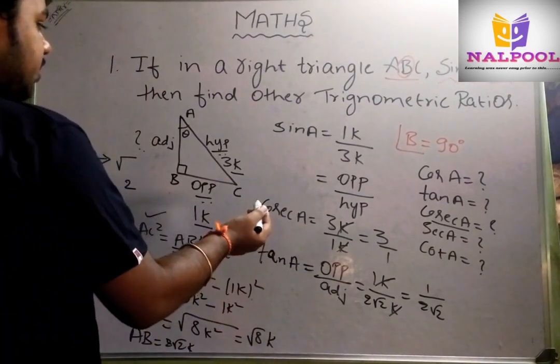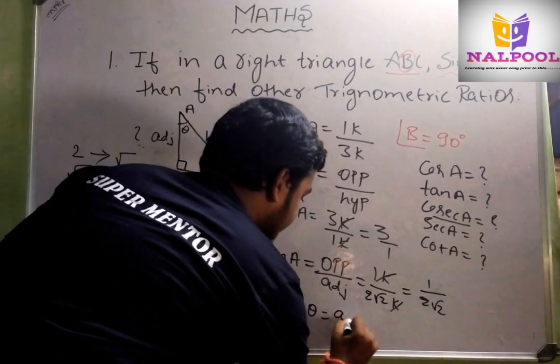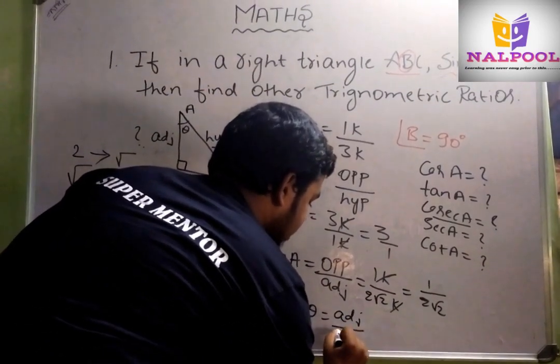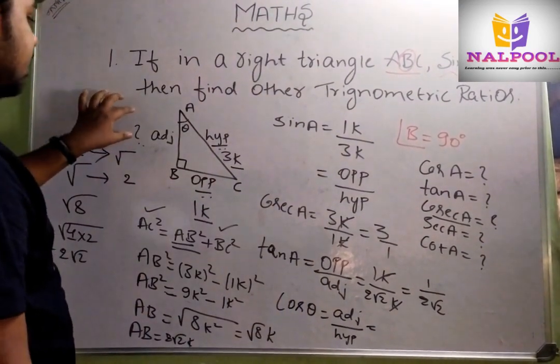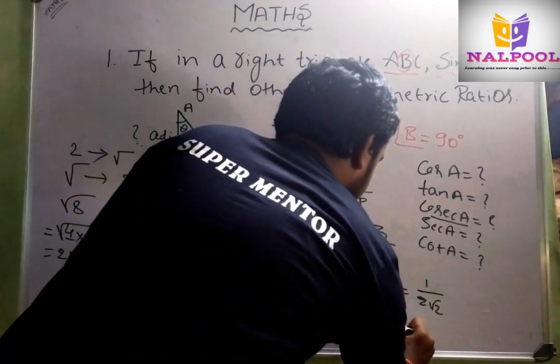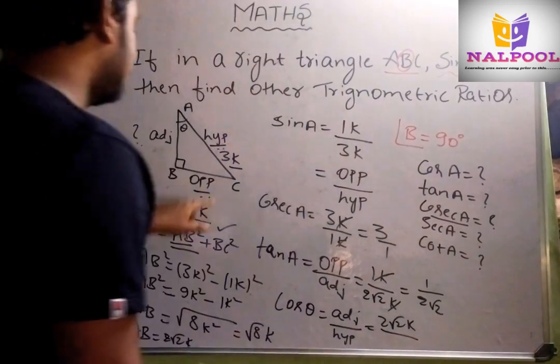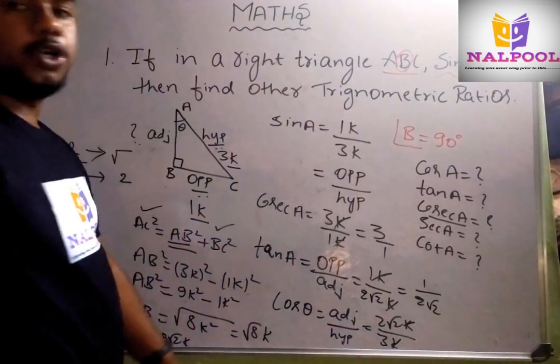Oh, we have to find out cos theta also, no? Cos theta is defined by which one? Adjacent by hypotenuse. Here the adjacent side is which one? Here AB, no? 2 root 2k divided by 3k. How much? K cancels. 2 root 2 by 3.